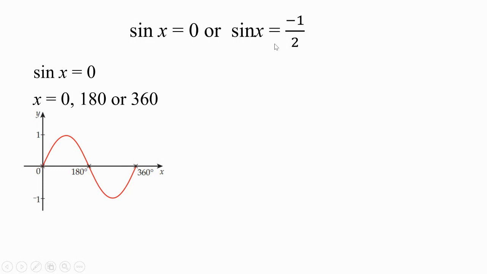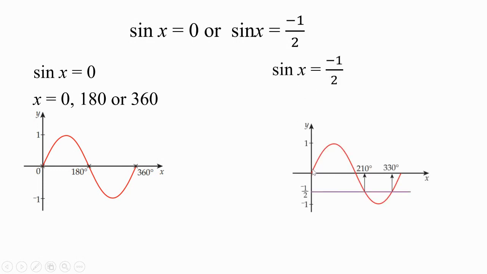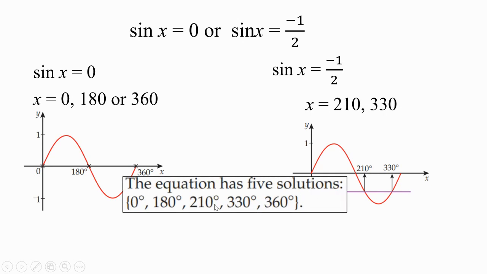If we deal with the right-hand side, we've got sine of x equals negative 1/2. I'm going to do it off a graph. So here's my sine curve between 0 and 360. We want to make it equal to negative 1/2. There's my line there. There are two solutions, 210 and 330, which means we have 5 solutions altogether. So we put them all together, and generally we write them in numerical order.